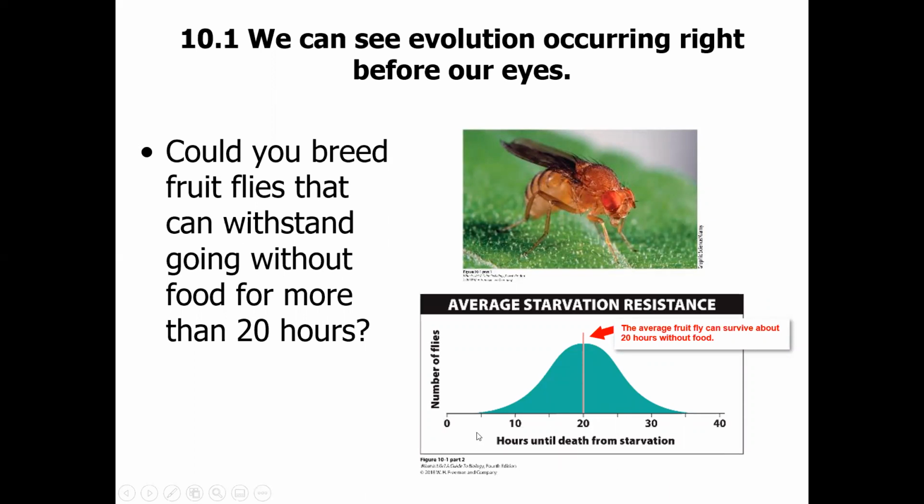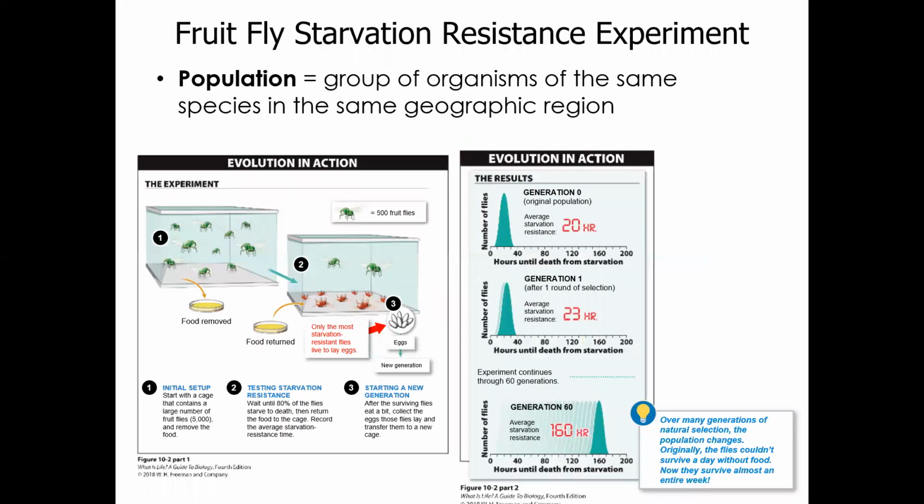So we have this general curve, with the mean, the average amount of time until death from starvation, in the middle, about 20 hours. So we have this roughly symmetrical curve of a distribution of the population. What they do is perform this starvation experiment. They take a population of the fruit flies, which are all of the organisms that occupy the same space in the same region. In this case, they're all flies that inhabit this testing environment.